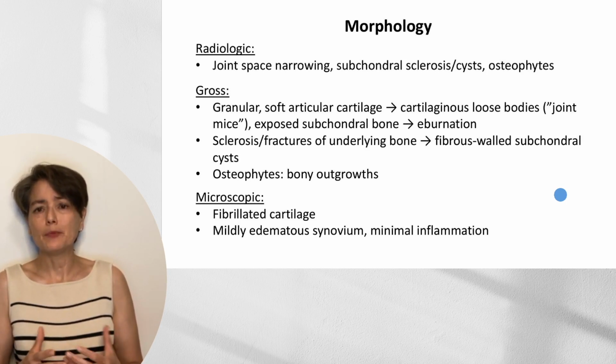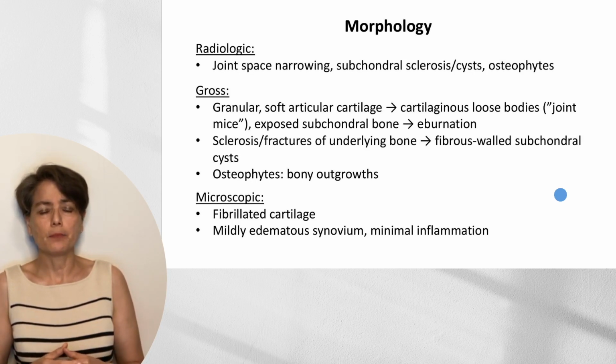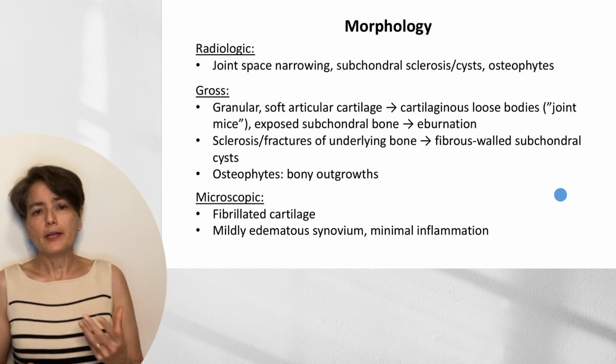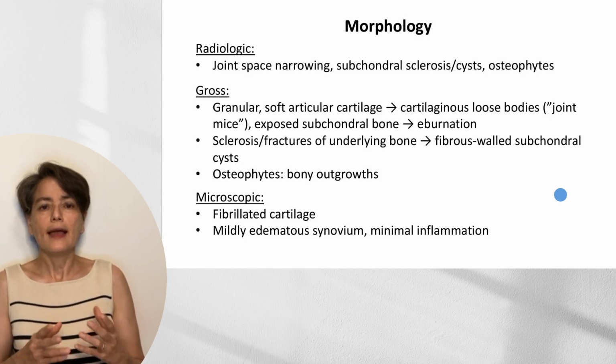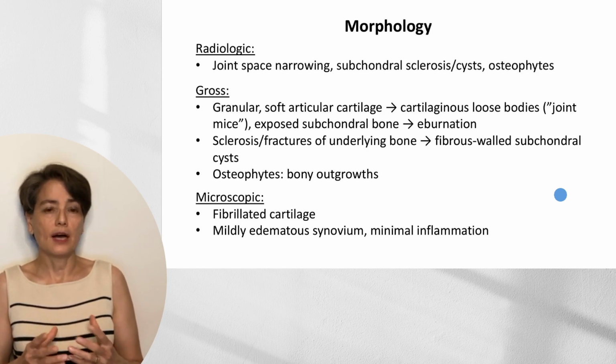This is referred to as eburnation. It's completely smooth, and this causes additional pressure because you have lost the shock absorber of that articular cartilage. As I mentioned, we get sclerosis and fractures of the underlying bone, which can lead to our subchondral cysts, and we get these bony outgrowths, osteophytes.